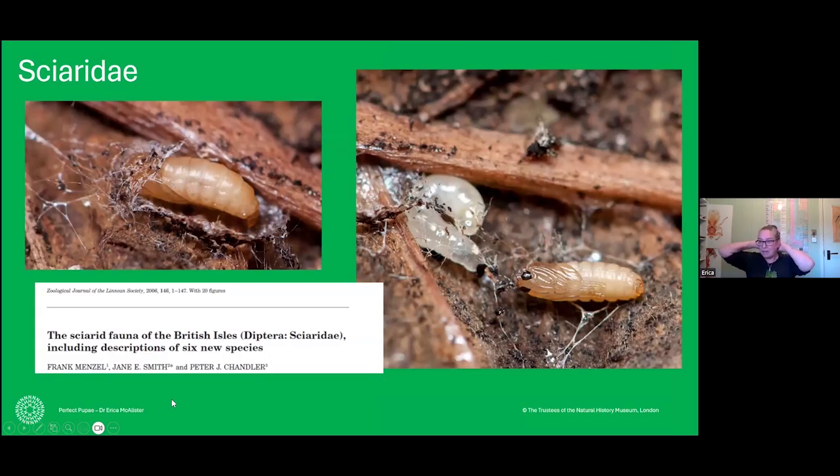Sciaridae, the dark-winged fungus gnats. Again, you've got paedogenesis going on in these, which is amazing. And you have, luckily, a really good work by Frank Menzel, Jane Smith, and the wonderful Peter Chandler. This was a publication that came out in 2006, and they were looking at the sciarid fauna of the British Isles. It is hugely under-recorded.